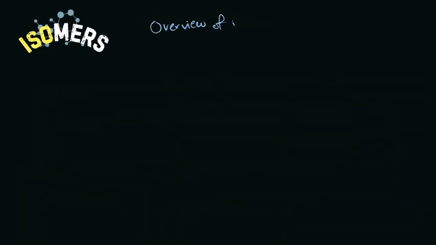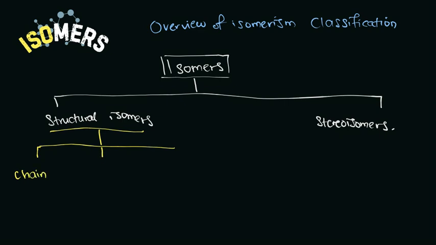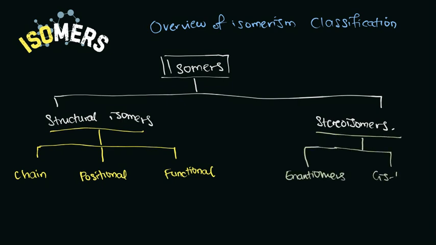Before we move on further, let's explore the overview of isomerism classification. Now, this is very important and it should be imprinted in our heads. Remember, isomers can be classified into two broad categories, structural isomers and stereoisomers. Under structural isomers, you have chain, positional, and functional isomers. Meanwhile, for stereoisomers, you have enantiomers and cis-trans isomers. There is also a special type of isomers called dynamic isomerism or tautomerism, which can be classified under structural isomers.